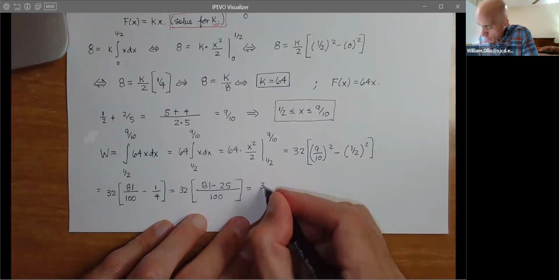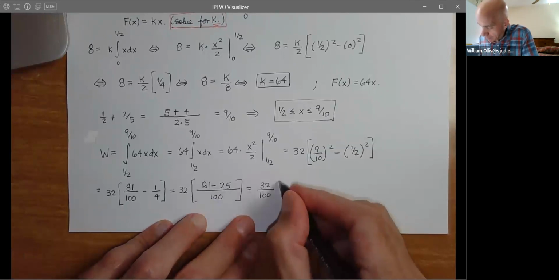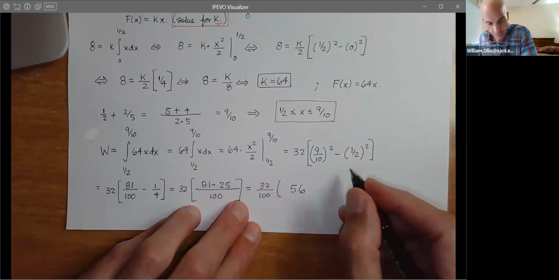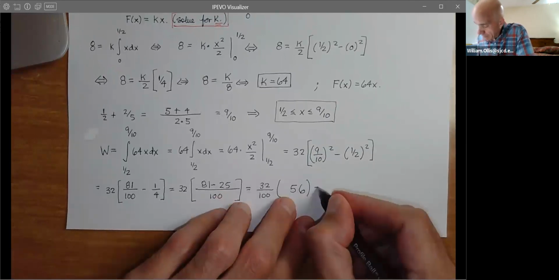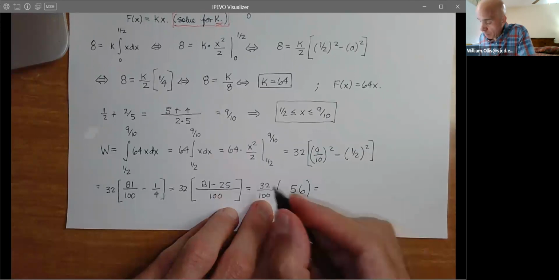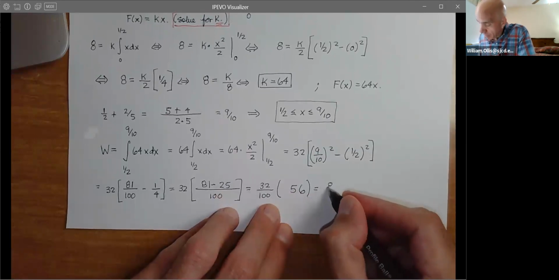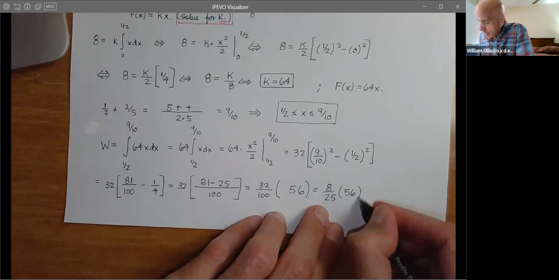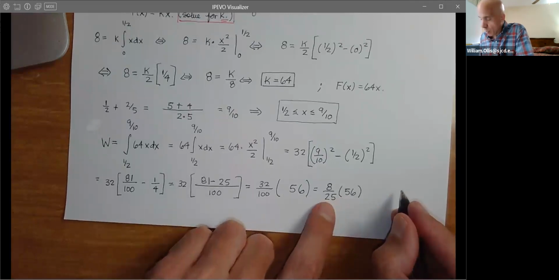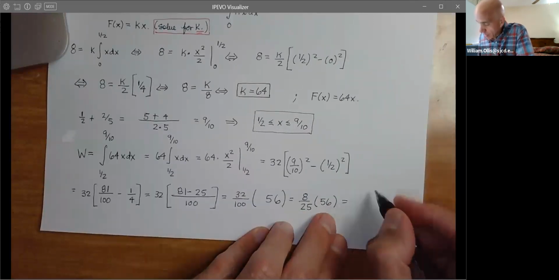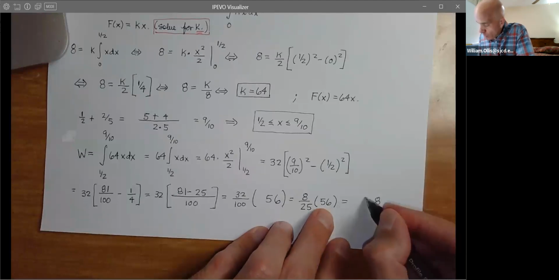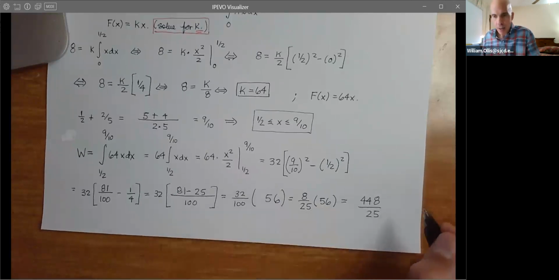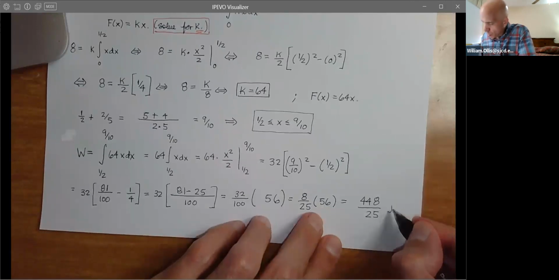So now we have 32 over 100, and let's see, that'll give us a 56. That looks good. So now, if you will, we can go ahead and divide what by 4. That'll be an 8 over a 25 and a 56. And then, of course, 56 is just 7 times 8, so there are no common factors of 5 in that, so we're kind of stuck with this. So that'll be an 8 and then a 4. So 448 over 25. And in this case, again, this is work, so this is joules.